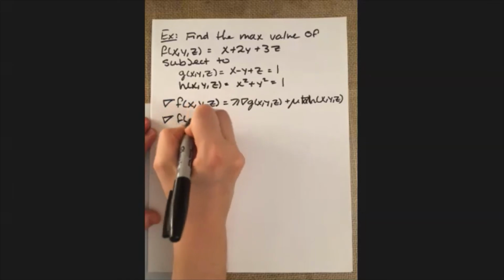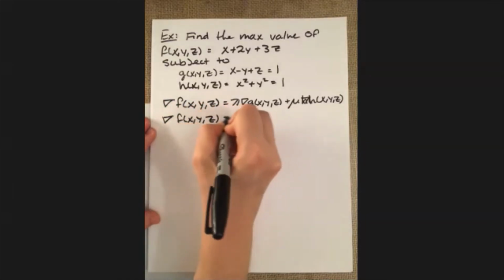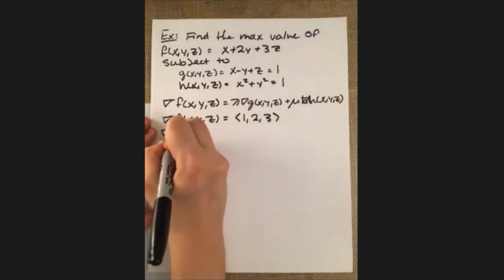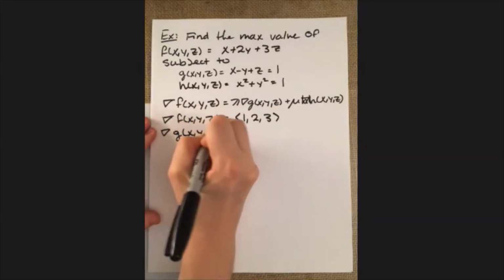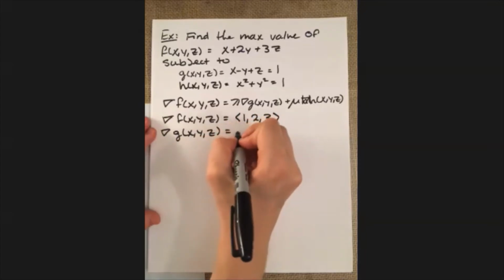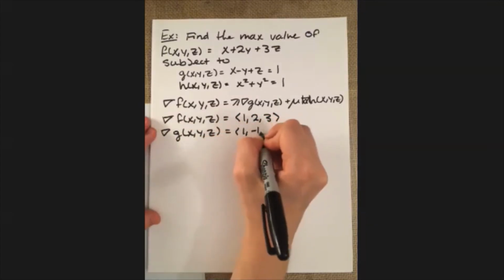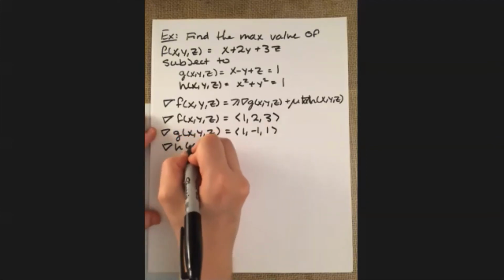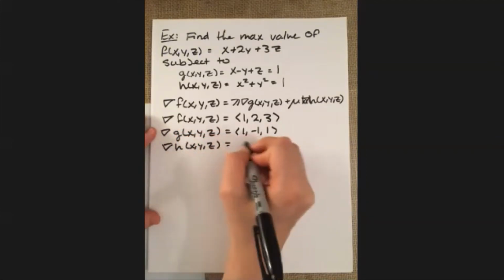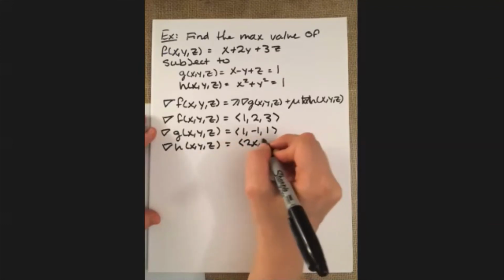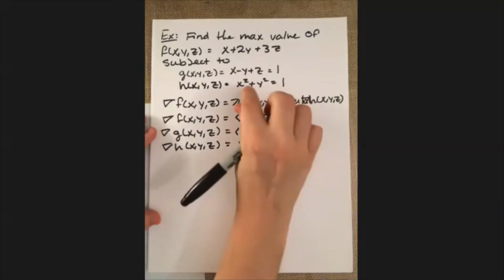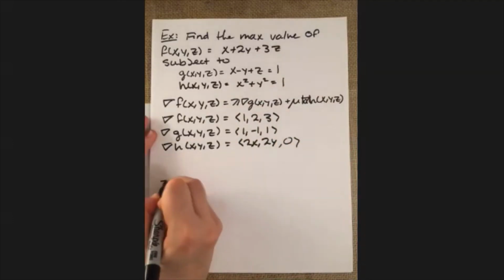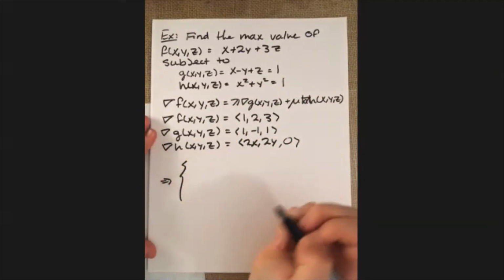So gradient of f, x, y, z is equal to 1, 2, 3. Gradient of g is equal to 1, negative 1, 1. And then the gradient of h, x, y, z is equal to, we'll have 2x, 2y, and then there's no z in this equation, so we're just going to get a 0 there. Okay, so this gives us the following system of equations.